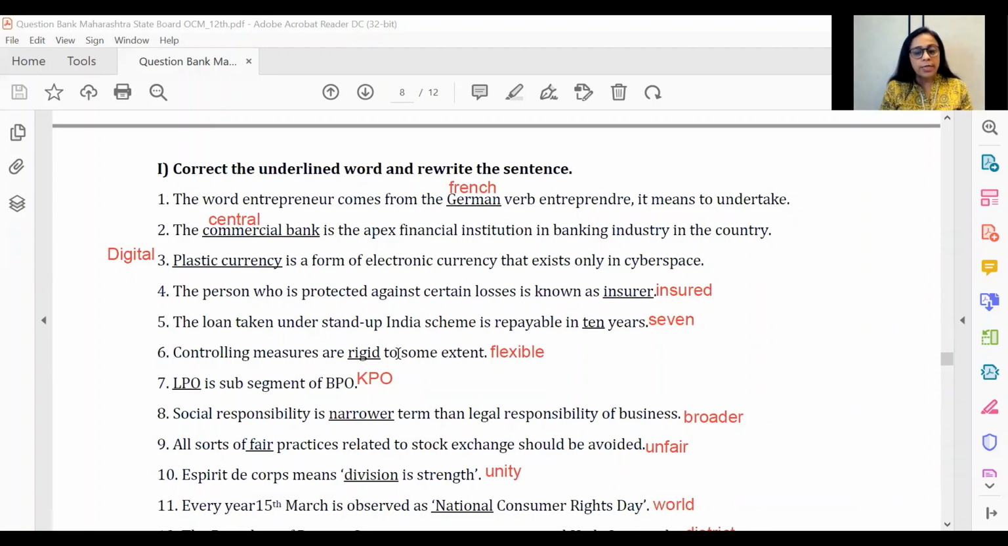Correct the underlined word and rewrite the sentences. So if you see, I have already made the corrections. We will go through them one by one. The word entrepreneur comes from the German is the incorrect word. So you have to change it, rewrite. As the instruction says, please make sure that you have to rewrite the sentence.